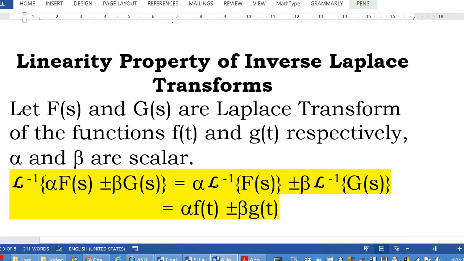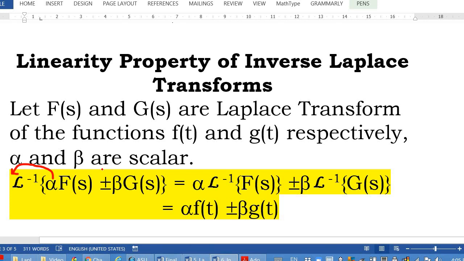As you know, the Laplace transform follows the linearity property, and hence the inverse Laplace also follows the linearity property, which states that if alpha and beta are some scalars, then the inverse Laplace of alpha F(s) plus or minus beta G(s), since they are scalars, you can factor out, so it becomes alpha times the inverse Laplace of F(s).